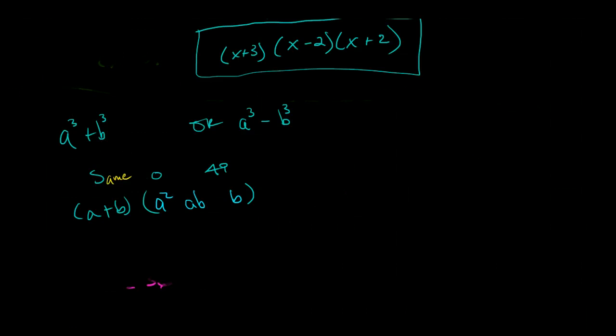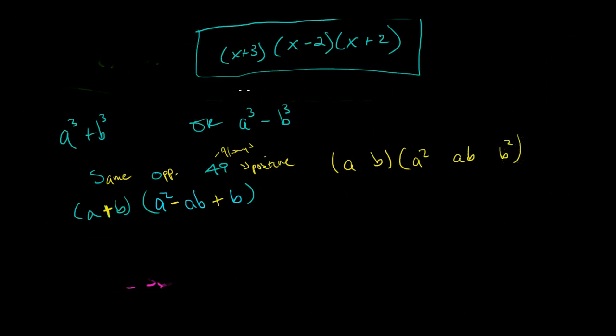And the O stands for opposite, and the AP stands for always positive. And that's how to do the sum of cubes. Let's try the difference of cubes. So that's a, b, and then a squared, ab, b squared.